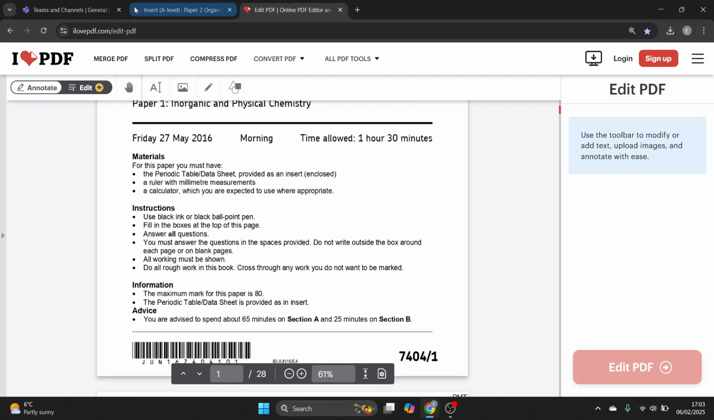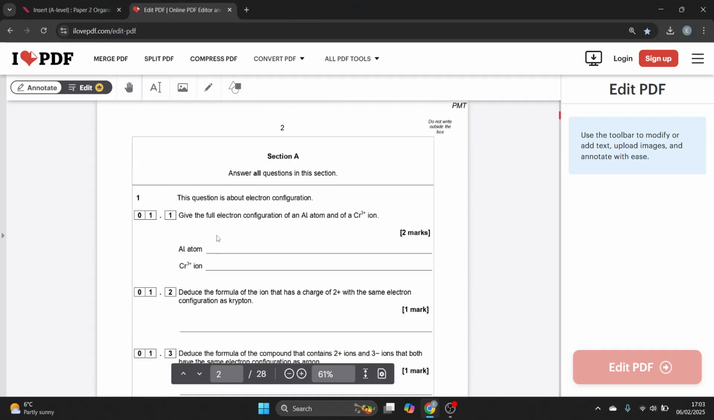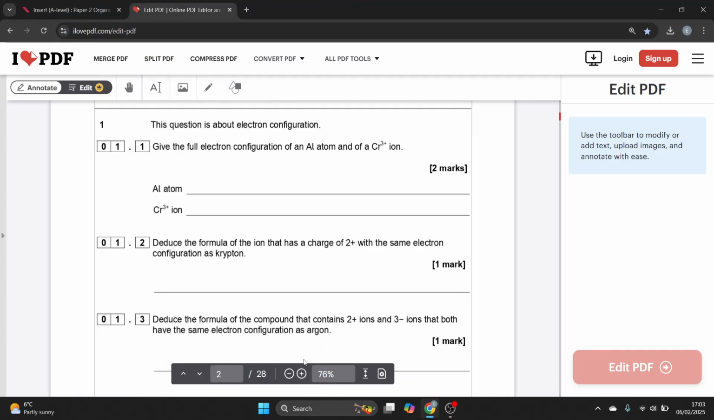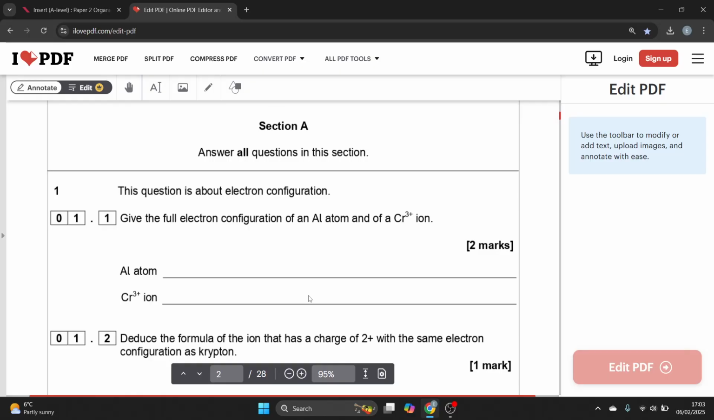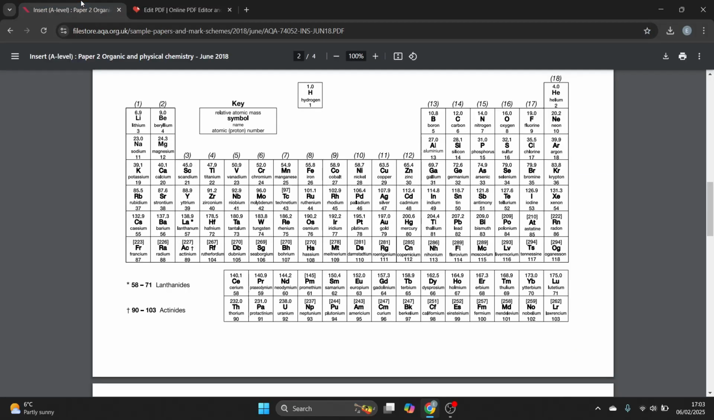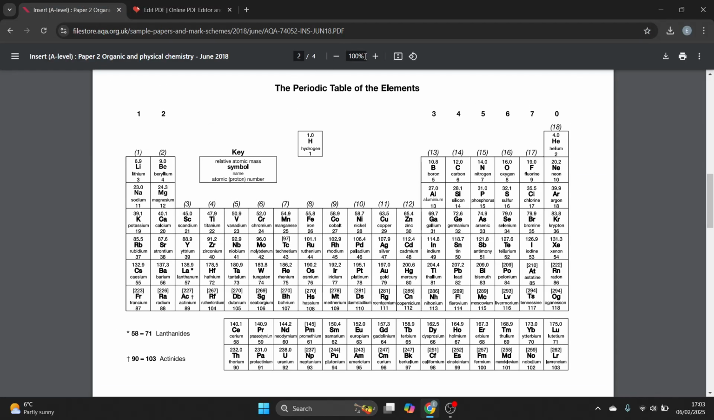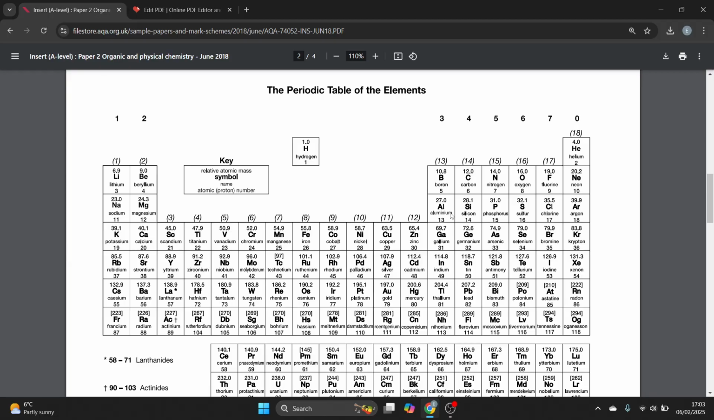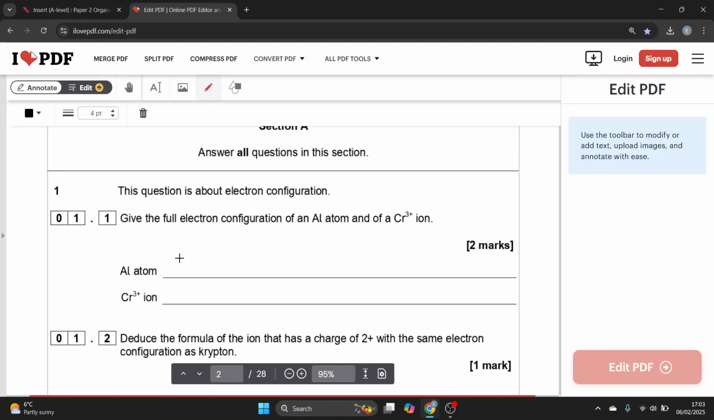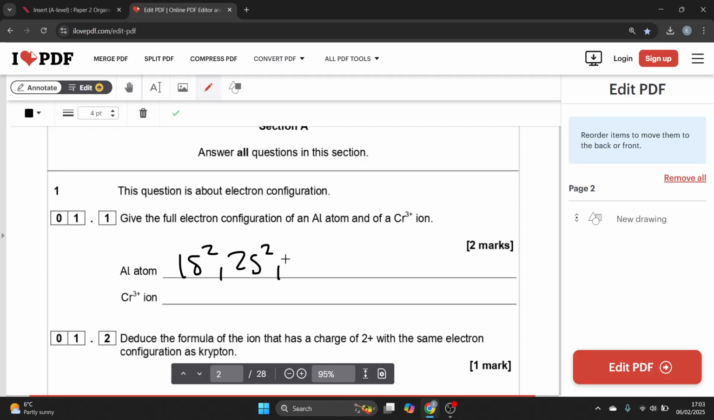2016. We close this tab. Question 1. Give the full electron configuration of an Al atom and of a Cr3+ ion. So Al atom, I look at aluminium and it is here. And I can see that it's clearly got 13 electrons, the bottom number. So it's going to be 1s2, 2s2, 2p6, 3s2. How many electrons is that? 2, 4, 10, 12. So I need a 3p1.